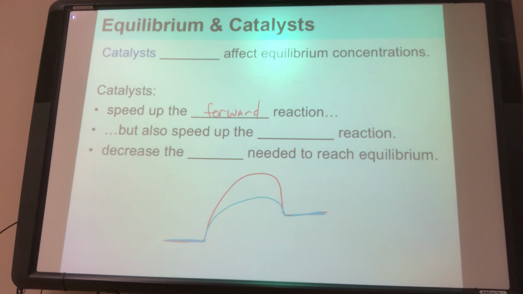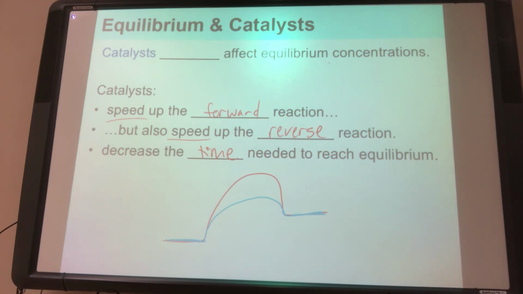But at the same time, my reverse reaction, instead of going over this hill, it's shorter also. So also the reverse is sped up. So it speeds up the forward, speeds up the reverse. What it does is it decreases the time needed to reach the equilibrium.